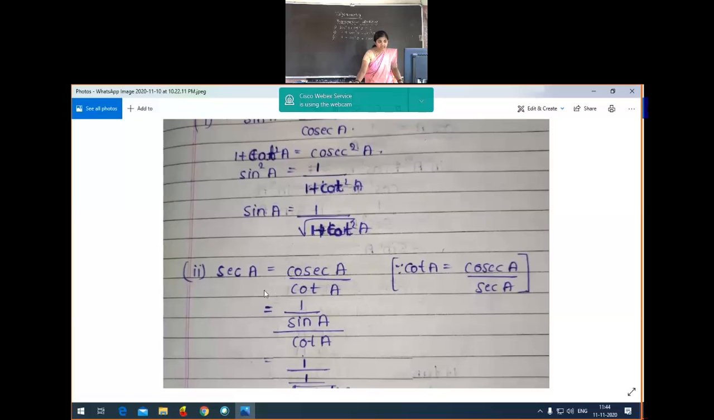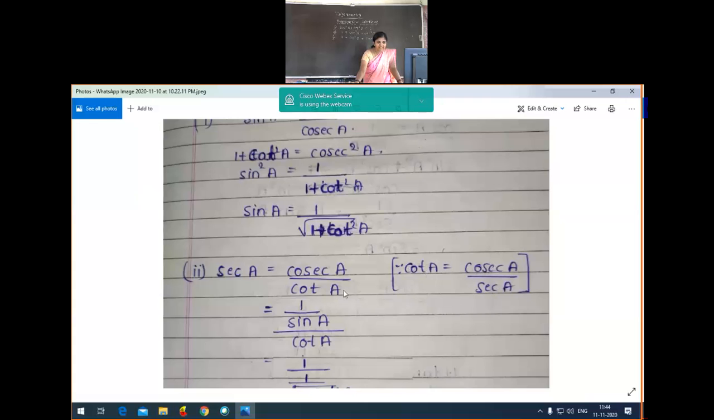Why do we have to write secant A is equal to cosec A divided by cot A? Who is going to tell this one? Cot A is equal to cosec A divided by secant A. So really, cot A is cosec A divided by secant A? Yes, of course. When we consider the ratio of cosec A and secant A, we get the cot A answer only. So cot A is the ratio of cosec A and secant A.